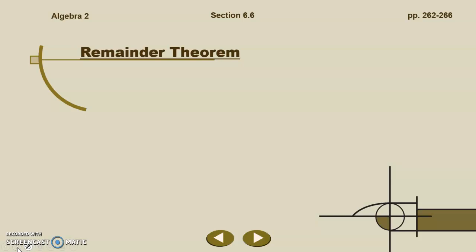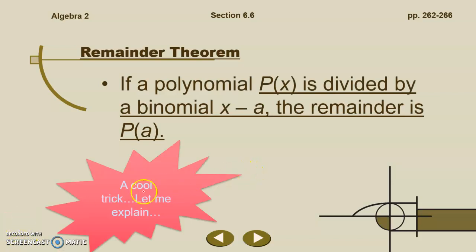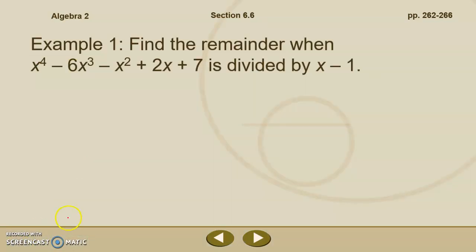The remainder theorem is a pretty cool theorem, in my opinion, and we'll show you how it works. The remainder theorem states that if a polynomial, which we're going to label p of x, is divided by a binomial, like x minus a, the remainder is the same thing as p of a. That may not make a whole lot of sense until we put some numbers with it, so let's explain here. Let's find the remainder when this is our polynomial, and it's divided by this binomial.